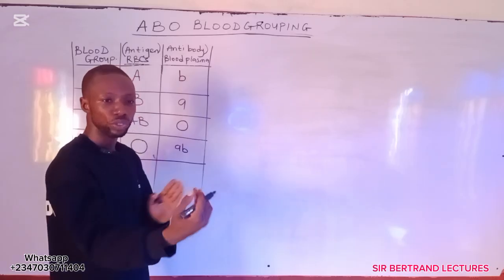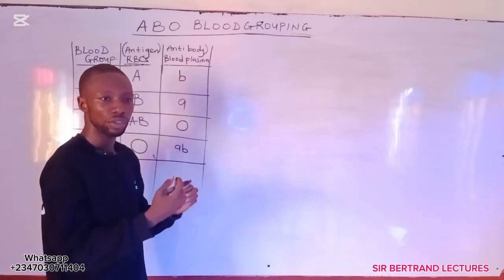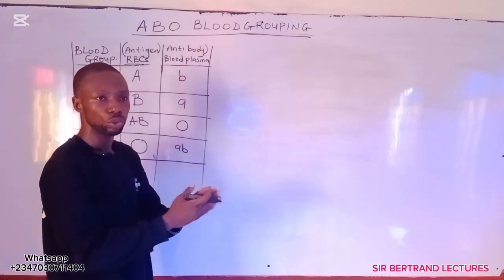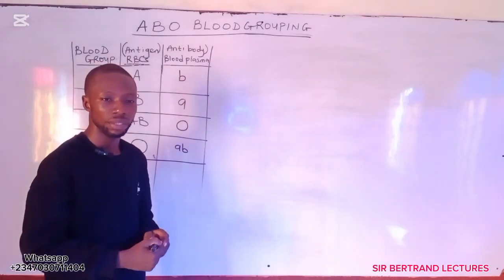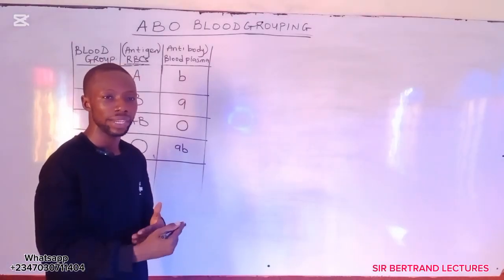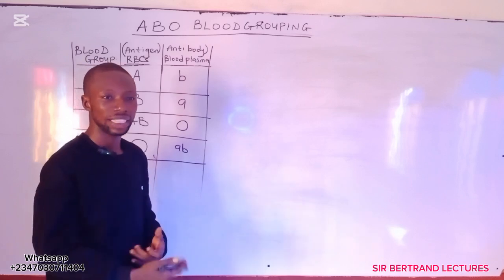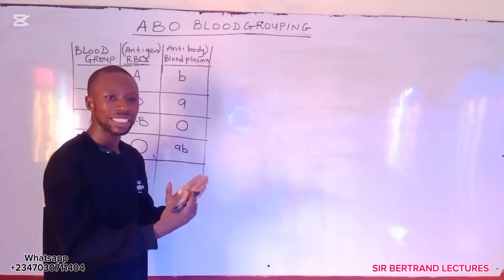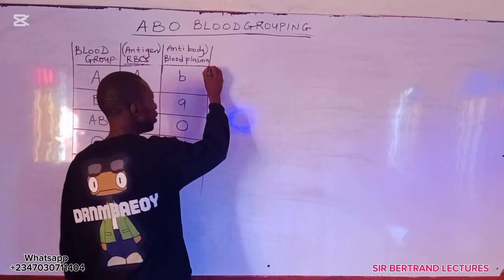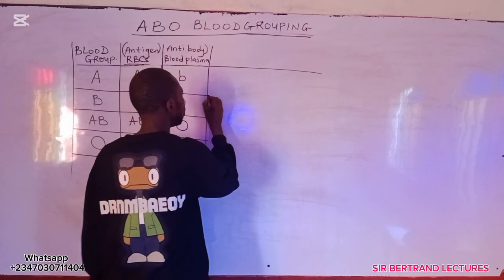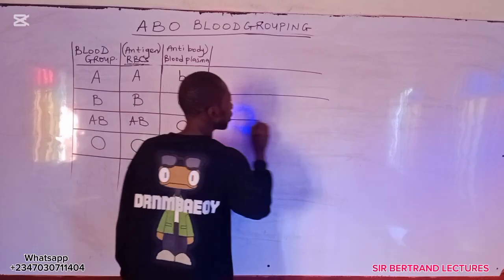Now, we are going to cross to know the possibility of blood group A donating blood to each of the groups. To know where blood group A, blood group B, blood group AB, and O can donate blood during blood transfusion, which I call matching of blood. Okay? Now, here, I'm going to draw another group sample.